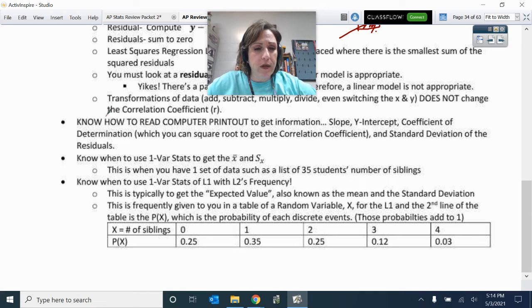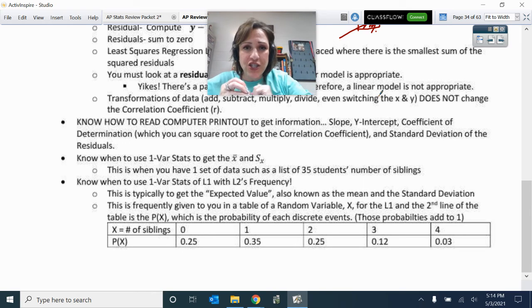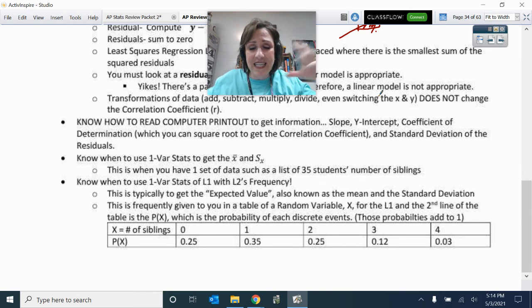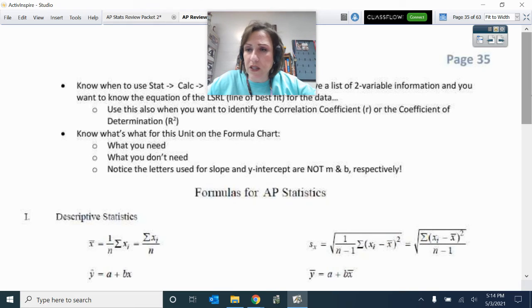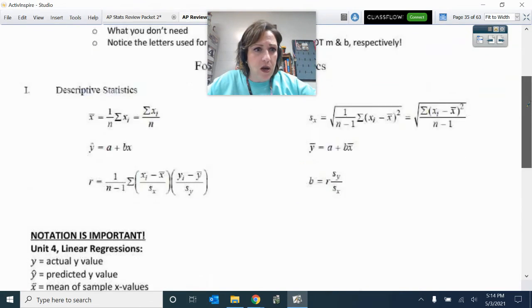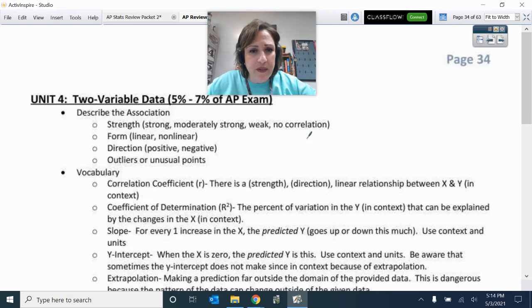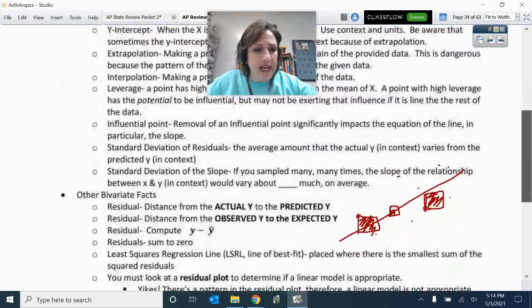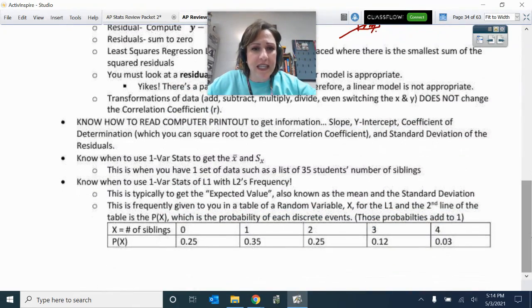Now, we've talked about transformations. You can add, subtract, multiply, divide. You can even switch the x and y, and that will not change the proportionality of your correlation coefficient. Okay, and so I think I'm going to do a little second video on this part here. I wanted to kind of keep these short. So there was that one, and then I will see you in the next video where we talk about these computer printouts.